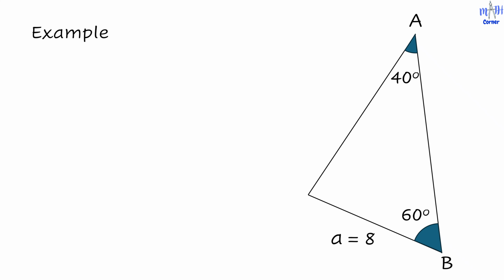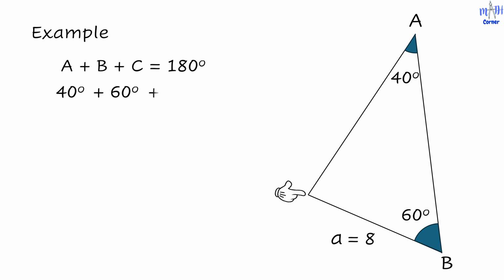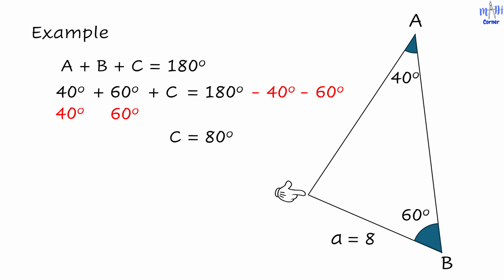Step 1. Find the third angle. The sum of angles in a triangle is 180 degrees. That is, angle A plus angle B plus angle C equals 180 degrees. Let's substitute the given values: 40 degrees plus 60 degrees plus angle C equals 180 degrees. Subtract 40 degrees and 60 degrees from both sides of the equation. Angle C equals 80 degrees.